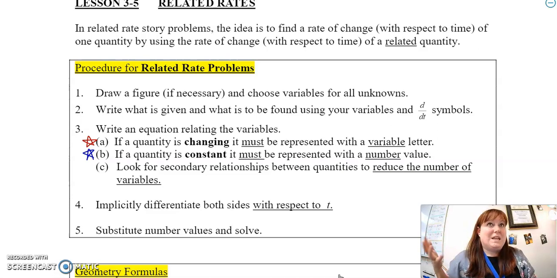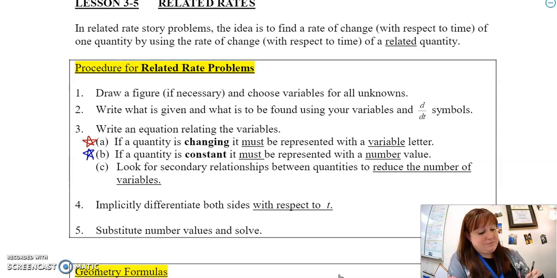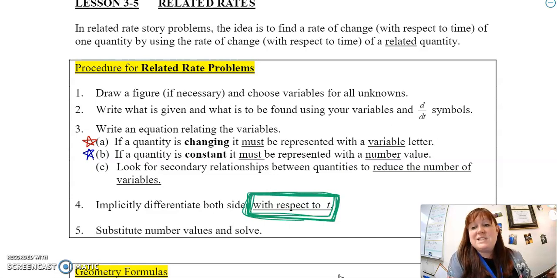Can't think of something, the radius is also changing in that situation. Lots of things are changing in that situation. But if something is not changing and it's constant, it has to have a number. So we're going to put the number in before we differentiate, and you'll see that. Then we implicitly differentiate with respect to t. We're always differentiating with respect to t because t is our variable. t is the independent variable that is changing over time. Have I highlighted it enough? We are always differentiating with respect to t. Okay? And then we substitute in number values and we solve for what we're looking for.